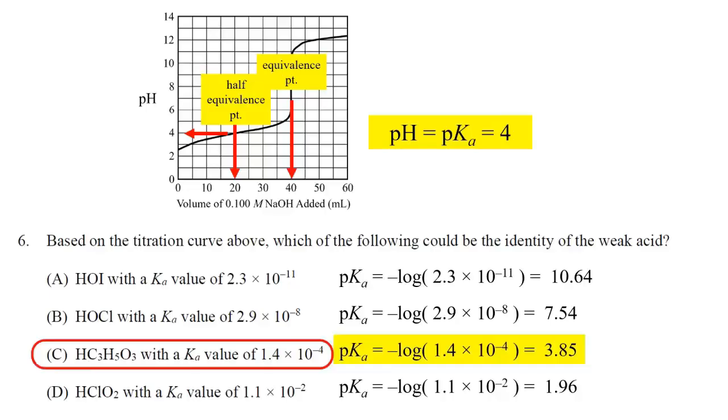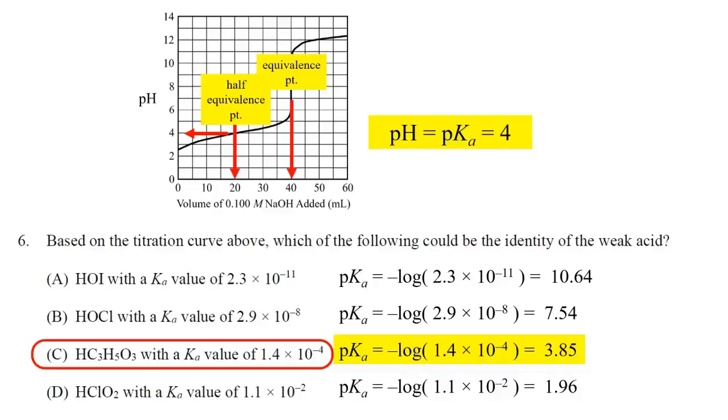Choice C is the correct answer to this question, but you can estimate without a calculator that for 1.4 times 10 to the negative 4, the pKa is approximately equal to 4. I got a value of 3.85. So the correct answer to question 6 is choice C. At the half equivalence point, pH equals pKa. So for this experiment, that was a value of 4, and choice C is the one that has a pKa value that is approximately 4.